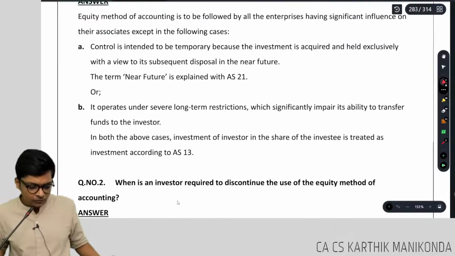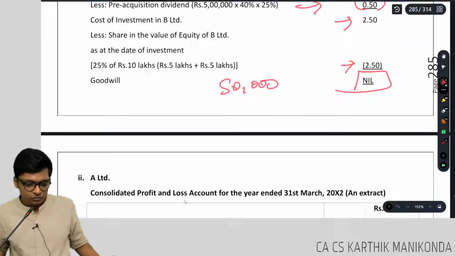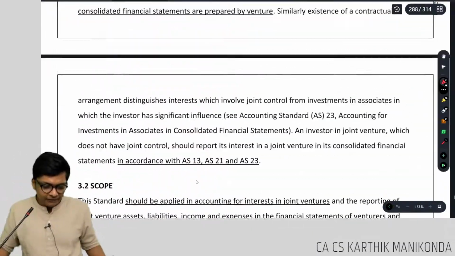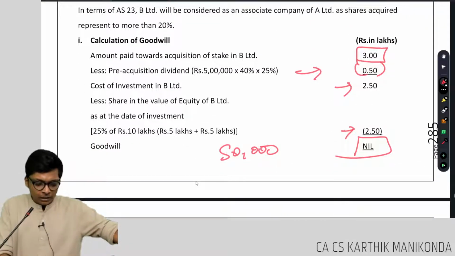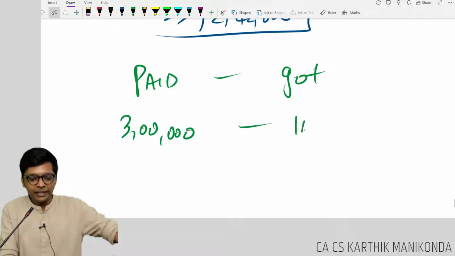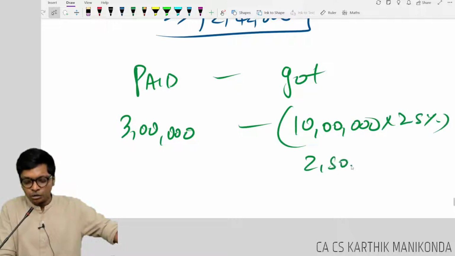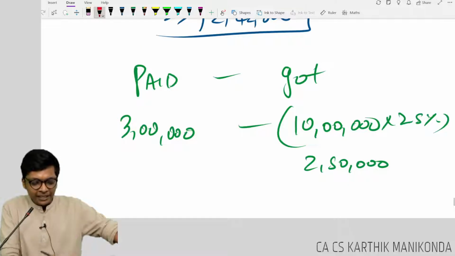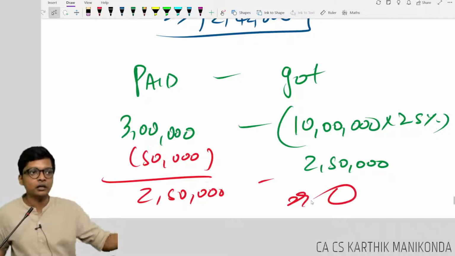Yes, Vignesh. Goodwill in this sum? Very simple. See, goodwill computation is basically what you paid versus what you got. What I paid is 3 lakhs. Here what I got is net asset of the company, 10 lakhs. In that my share is 25%, so 2 lakh 50. But from what I paid, I am reducing pre-acquisition dividend. So what I paid also becomes 2 lakh 50. Goodwill is 0. Got it?